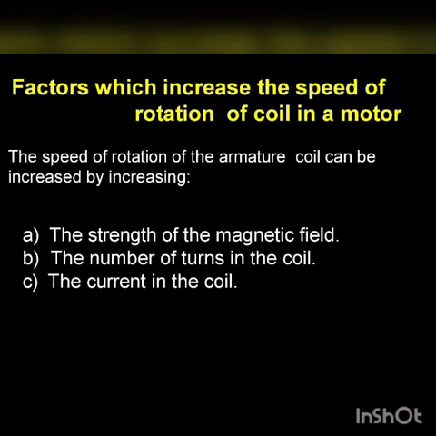Factors which increase the speed of rotation of coil in a motor. The speed of rotation of armature coil can be increased by increasing the strength of the magnetic field, the number of turns in the coil, and the current in the coil.